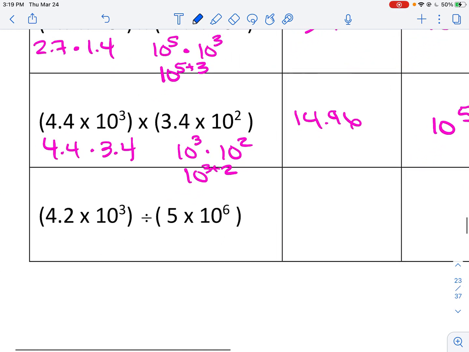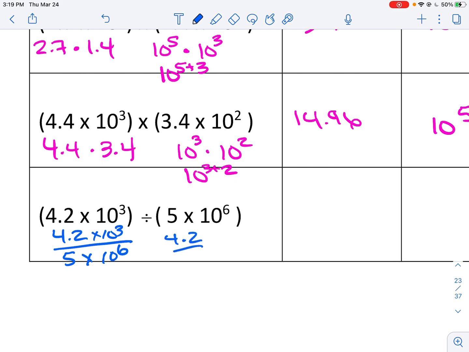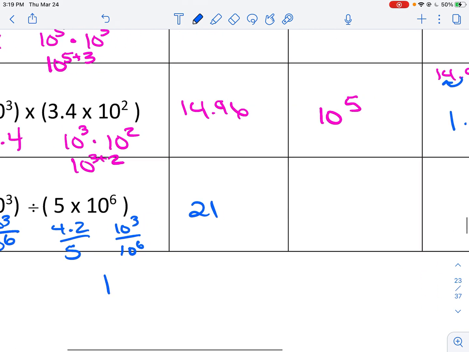Okay, let's look at this last one. We've got division again. 4.2 times 10 to the 3rd over 5 times 10 to the 6th. So I divide 4.2 by 5. When I do that, I get 0.84. I have 10 to the 3rd over 10 to the 6th, so I'm going to subtract my exponents. When I do that, I get 10 to the negative 3.